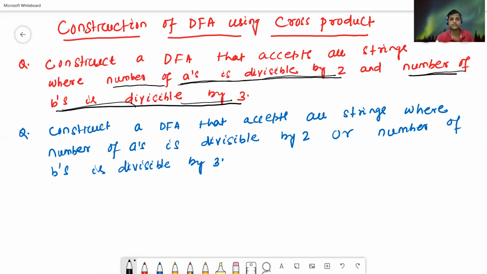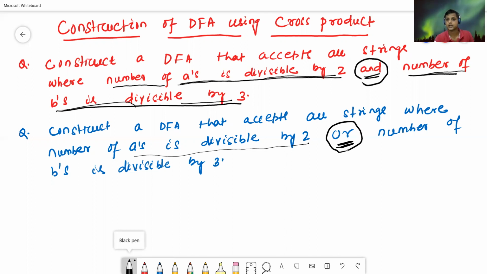Similarly, in the second question, construct a DFA that accepts all strings where the number of A is divisible by 2 or the number of B is divisible by 3. The first is the case for AND, and this is the case for OR. Now we'll see what the steps are for this type of DFA construction.